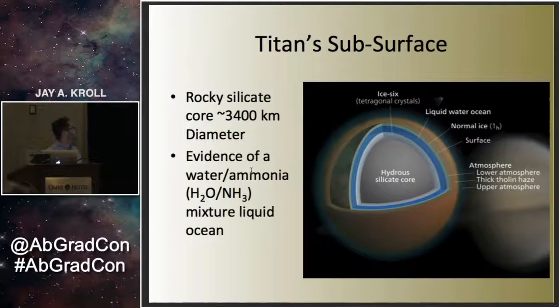And then also particularly interesting, it has a rocky silicate core about 3,400 kilometers in diameter. So it's a little bit bigger than Earth's moon, but smaller than the Earth. But there's a lot of evidence that there is a subsurface ocean, possibly a global ocean. And what we think would allow for this is an ammonia-water mixture. So once you have enough ammonia in that water, you can get this eutectic mixture that doesn't freeze out until much colder. And so that also gives us the potential for a lot of interesting chemistry and importance for astrobiology.